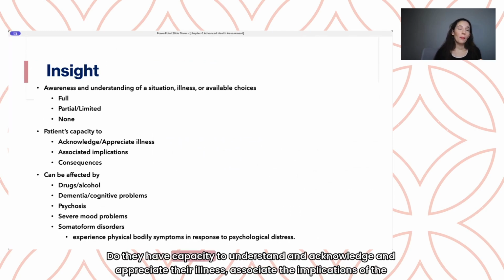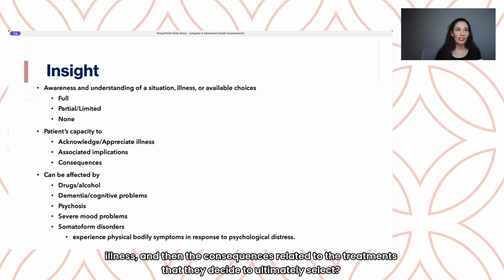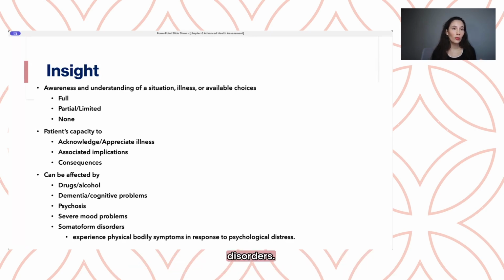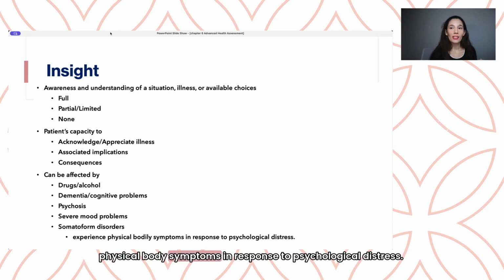Do they have the capacity to understand, acknowledge, and appreciate their illness, associate the implications of the illness, and then the consequences related to the treatments that they decide to ultimately select? And all insight can be affected by drugs and alcohol, dementia, psychosis, severe mood disorder problems, and somatoform disorders. So somatoform disorders are physical body symptoms in response to psychological distress.